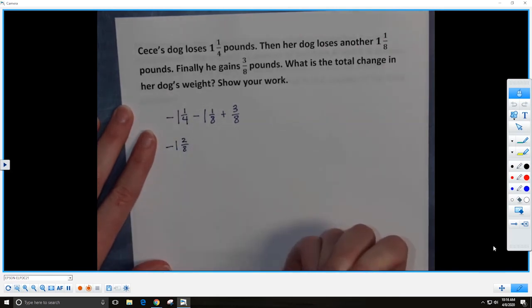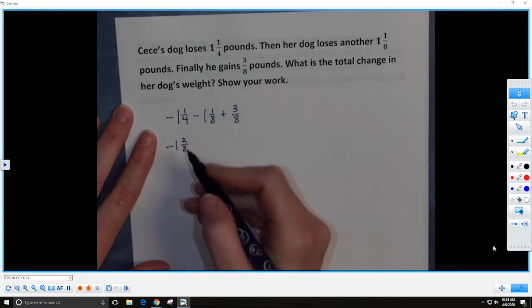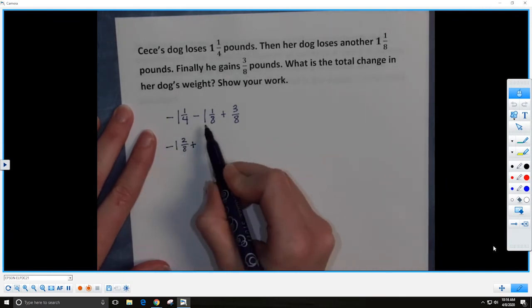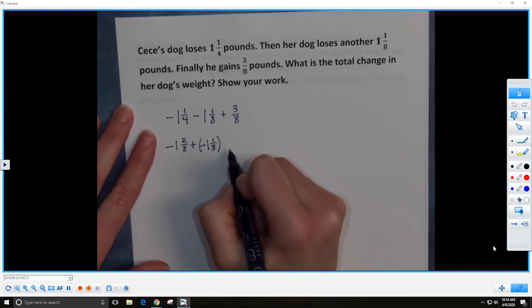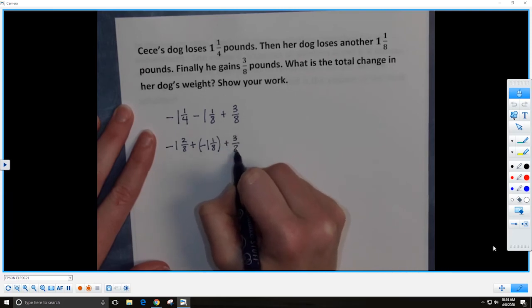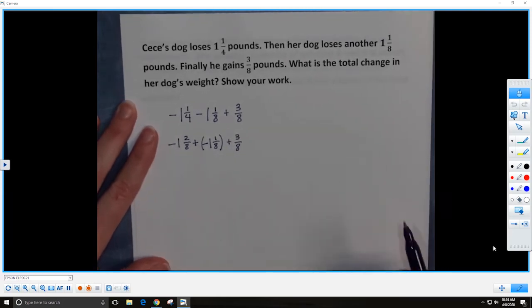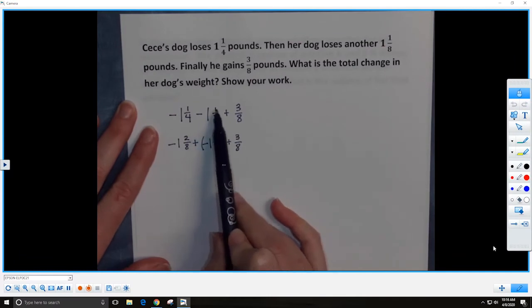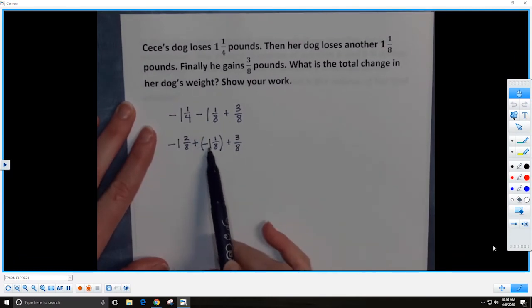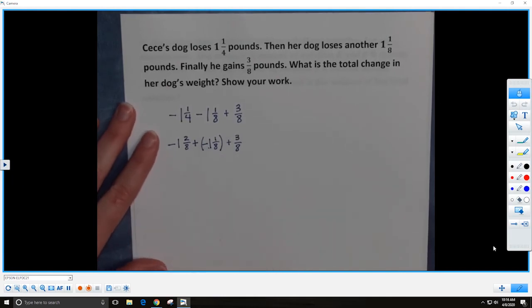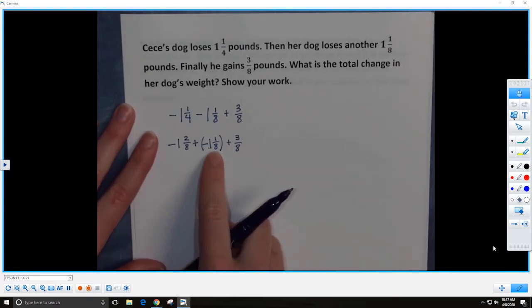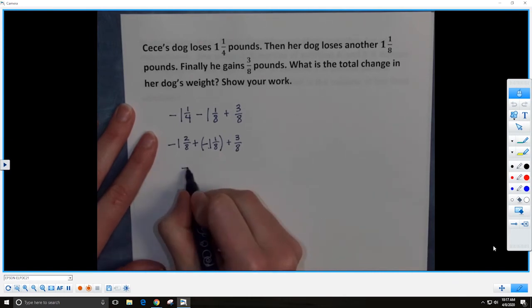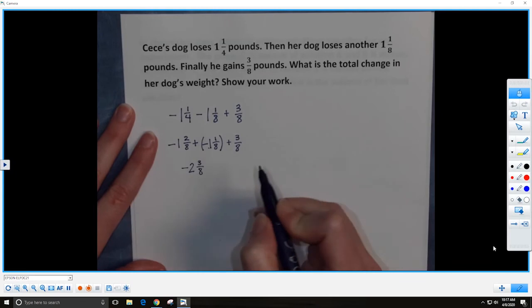Instead of subtracting, I am going to add the opposite like we've been working on. So I'm going to change subtraction to addition, and then the opposite of 1 1/8 is -1 1/8. And then we still have plus 3/8. So just a second ago when we were talking, I asked you why is this 1 1/8 negative? And you can see by adding the opposite that it is in fact a -1 1/8 because the dog is losing those pounds. All right, so -1 2/8 plus -1 1/8 is -2 3/8.